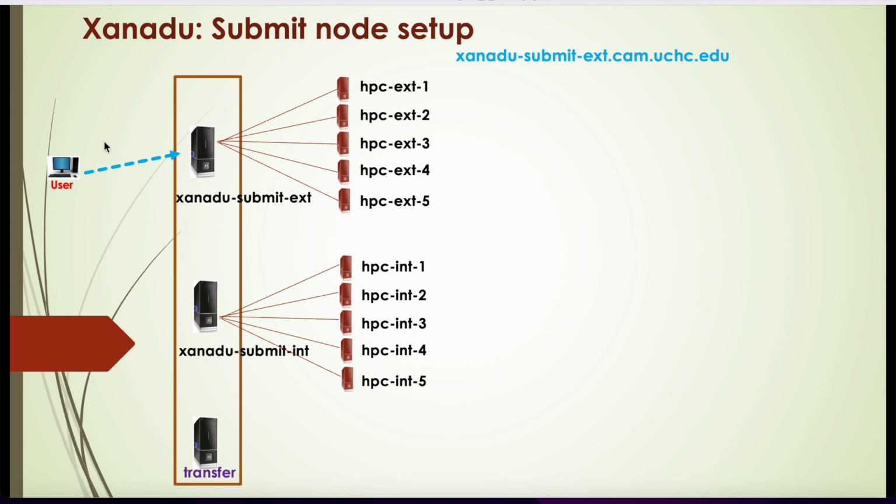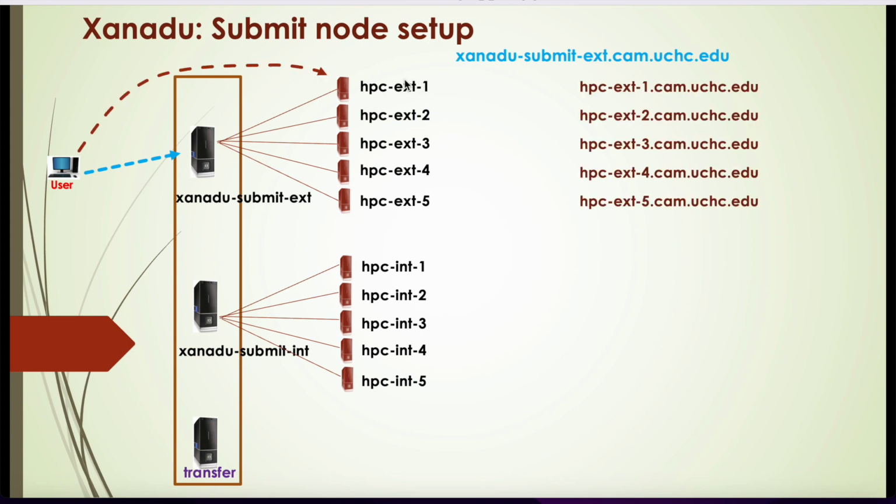Sometimes you would like to directly establish the connection to one of these virtual submit nodes. You can do that as well. In that case, the SSH command will be followed by the address of any one of these virtual submit nodes, and the address will be hpc-ext-1 to hpc-ext-5.cam.ucsc.edu. You provide any one of these, and the connection will be established between your local machine and that virtual submit node, the number whichever you have specified.